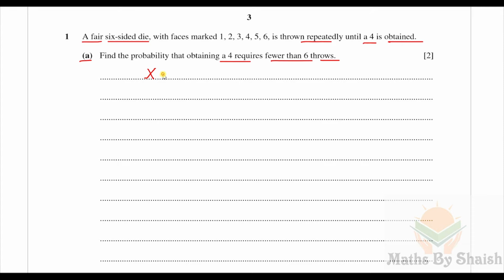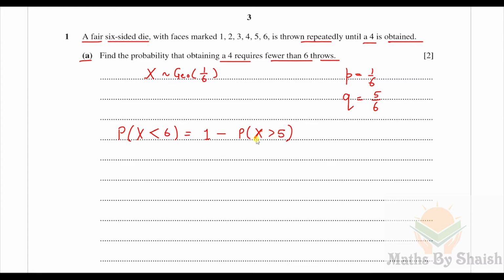Then it is a geometric distribution, and the success probability of getting 4 is going to be 1 by 6. So p is 1 by 6, and q would be 5 over 6. Now the required probability, we will write probability of x less than 6, fewer than 6 throws. It means it is going to be 1 minus probability of x greater than 5. Means more than 5 is required.